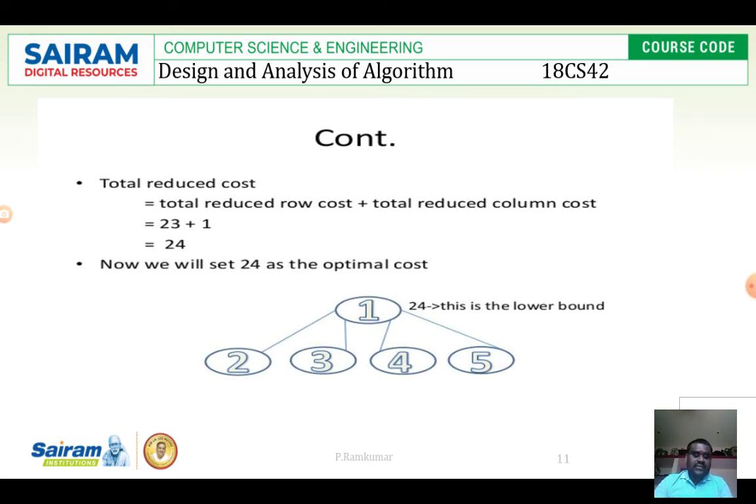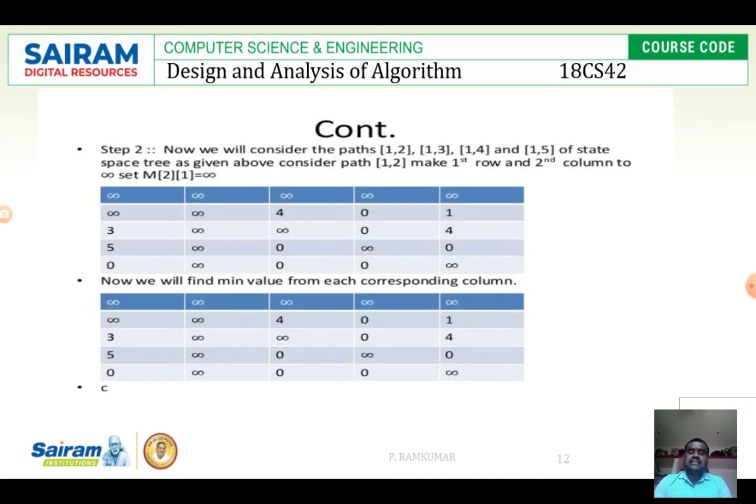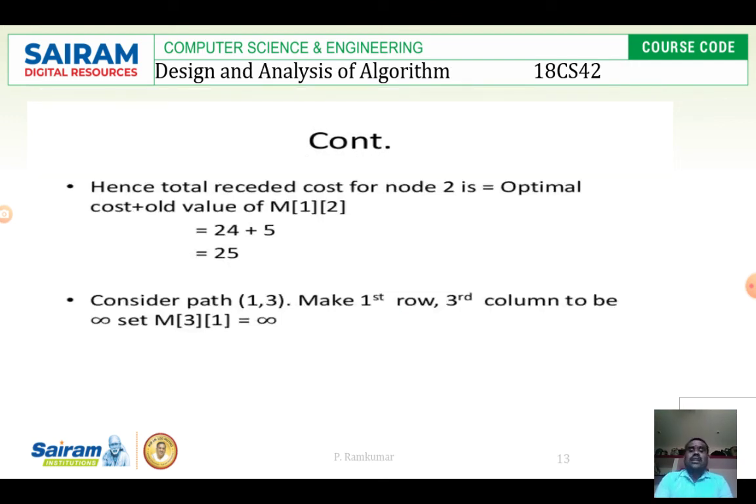So now we will discuss the next step. In the paths 1,2, 1,3, 1,4, 1,5 of the state space tree given above, 1,2 is considered by setting the first row and second column to infinity, whereas 2,1, the second row and first column, will also be infinity. Afterwards we find the minimum value from each corresponding column, then subtract. Now the total reduced cost for the second is the optimal cost plus the old cost value of M of 1,2, that will be 25.